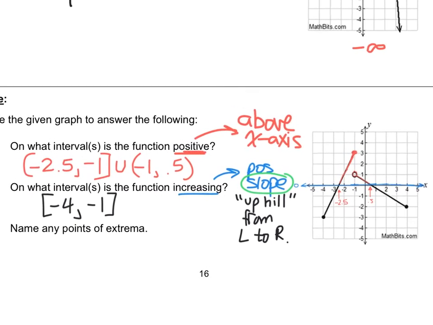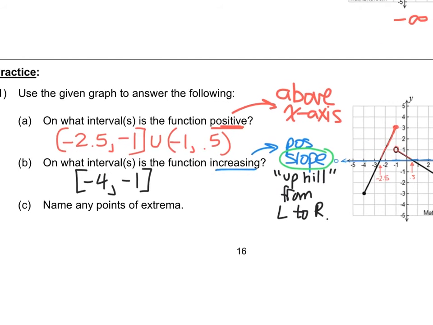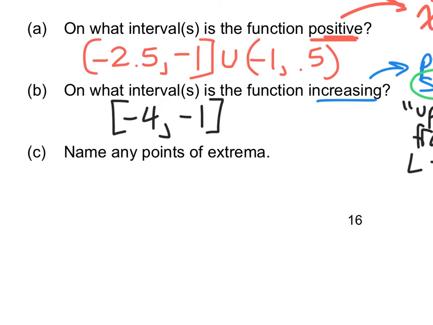Now it says name any points of extrema. So our possibilities. I think this is the trickiest part because everything else is, at a minimum, studying. It's like, what does it mean to be increasing? I'll just memorize what it means to be increasing, and then I'll evaluate the graph. But extrema could take on a few different forms. You actually have 4 different forms. You could have absolute maximum.